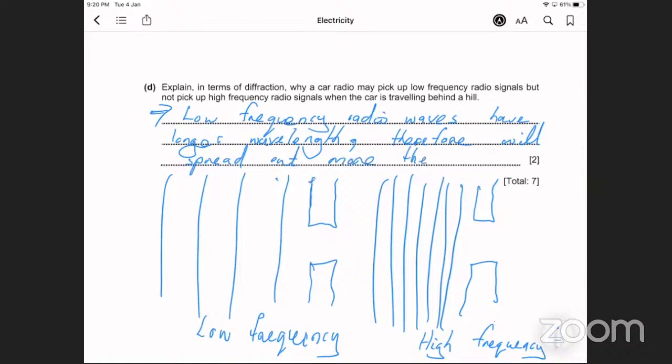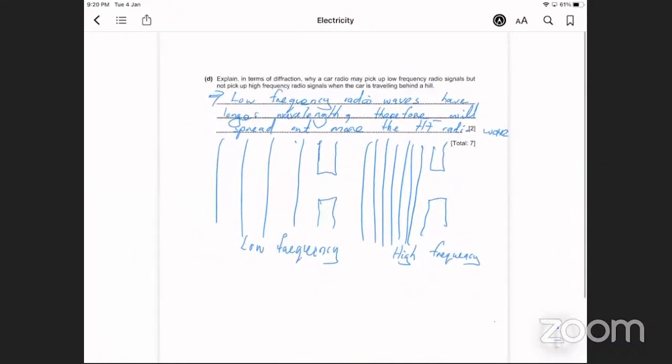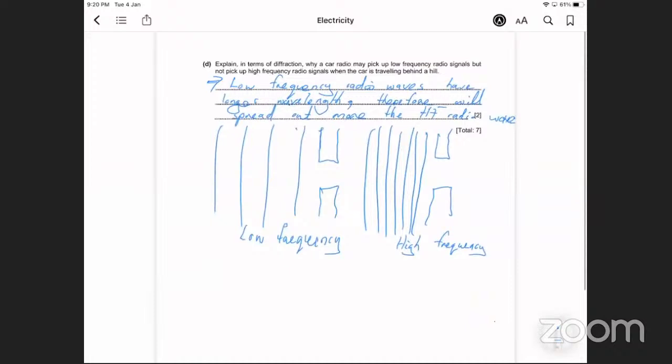Than the high frequency radio waves. Are we following? Yes, sir. Does that make sense? Yes, sir. Right. So that is the answer. We move on to the next part.